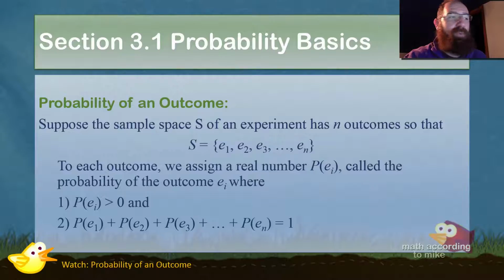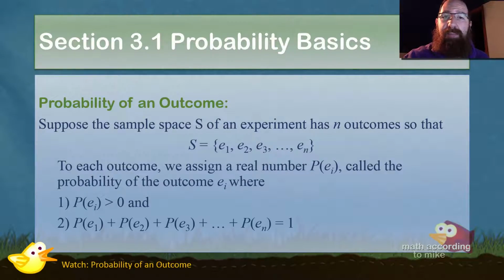To each outcome, we assign a real number, and its notation is a capital P, and in parentheses, we write the outcome name. So that's crazy notation, but for instance, if you had P in parentheses, the number 4, and you were referring to rolling a die, then that would be interpreted as the probability of rolling a 4. Okay. Called the probability of outcome E sub i, where two very important properties, that's the word.